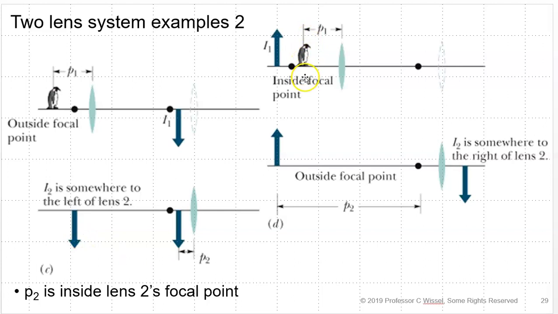Now we've got the object inside the focal point of this lens. And that means it's going to make a virtual image over here someplace on the same side as the object. It's going to be right side up. The new lens is over here. So we ignore this stuff here. And now we have a new object for this lens. So this is O2. And that's going to be way outside the focal point. So it's going to make a real image on this side. And the real image will be upside down. And it'll show up to the right of lens 2.